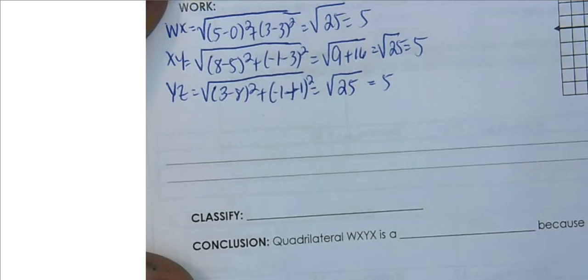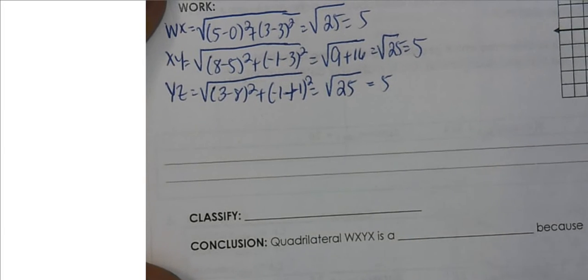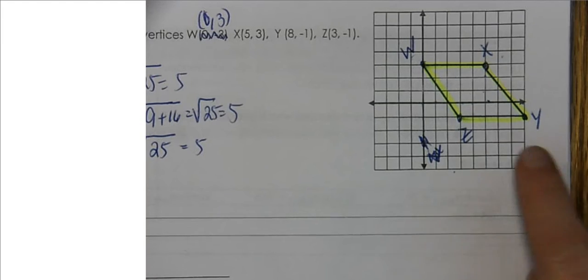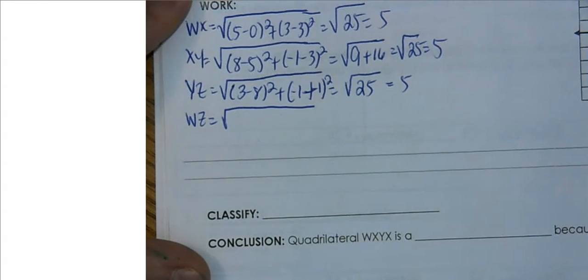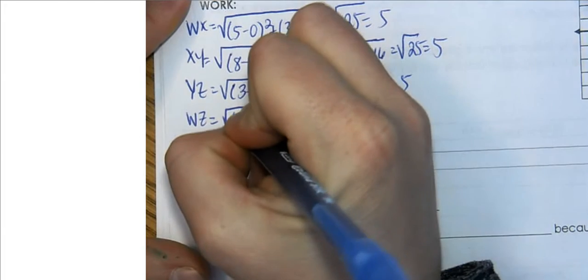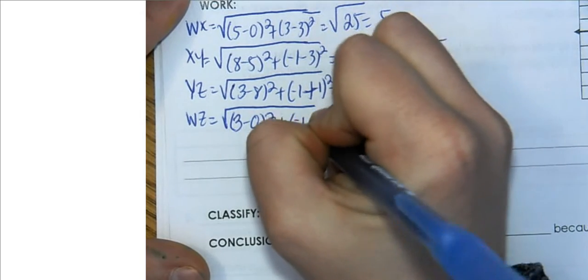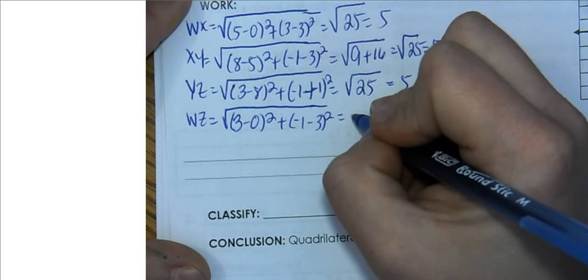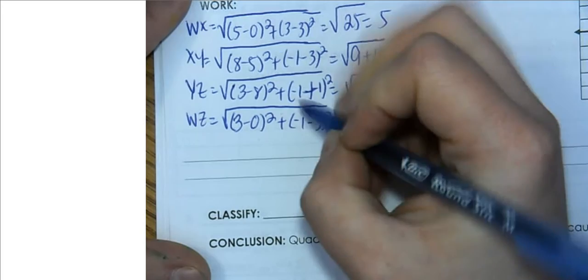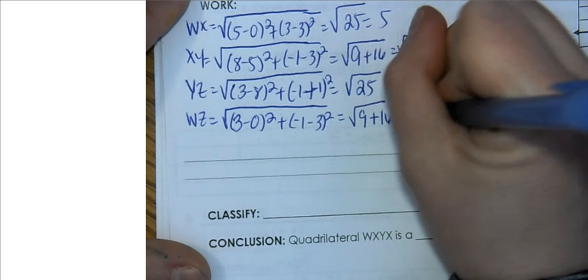So far I'm leaning towards this being either a rhombus or a square, so it just depends on what we have. And I have my last side that I need to find, which is WZ. And WZ's distance, that is going to be (3 minus 0) squared plus (negative 1 minus 3) squared. So that is 3 minus 0, which is 3. 3 squared, which is 9. Negative 1 minus 3 is negative 4. Negative 4 squared is 16. This is the square root of 25, which is 5 once again.